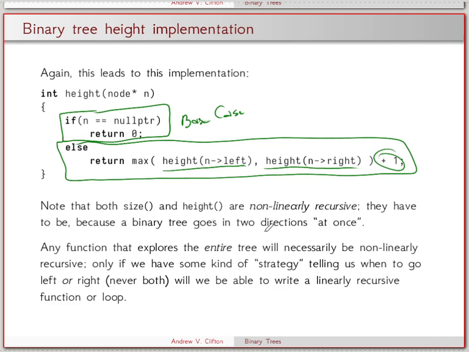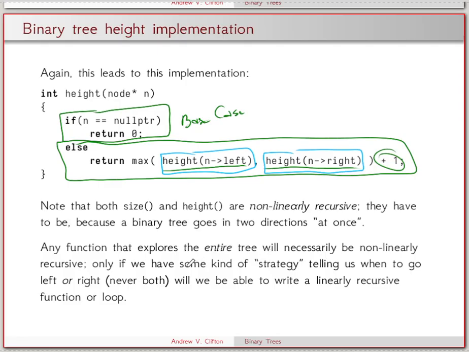Any function that is going to need to explore the entire tree is going to have to be non-linearly recursive. These two functions are non-linearly recursive, right? They go into the left and the right subtrees. They have two recursive calls inside them there. So any function that needs to explore the entire tree is going to have to be non-linearly recursive.